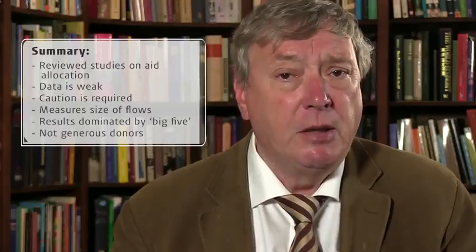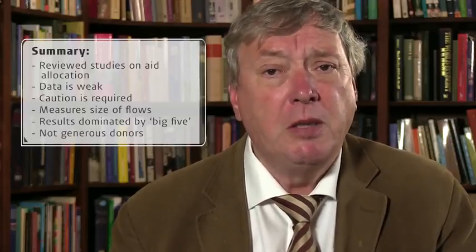But there remains one big problem. The analysis is determined by the size of the aid flows, and therefore effectively by the behaviour of the big five donors, and their motivation is imputed from their perceived behaviour. But while the big five are large aid givers, they're not generous aid givers. None of them gets close to the 0.7% of GDP aid target established by the United Nations. So in the next video, we're going to concentrate on the 4 countries that did reach that target in the 1970s and early 1980s, and which, since then, have never fallen below it.